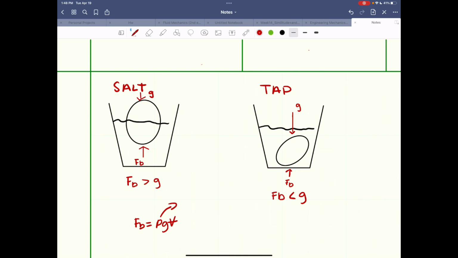We know that density is mass over volume, and what we are doing when we add salt is adding mass. So that is what causes the buoyant force to increase.